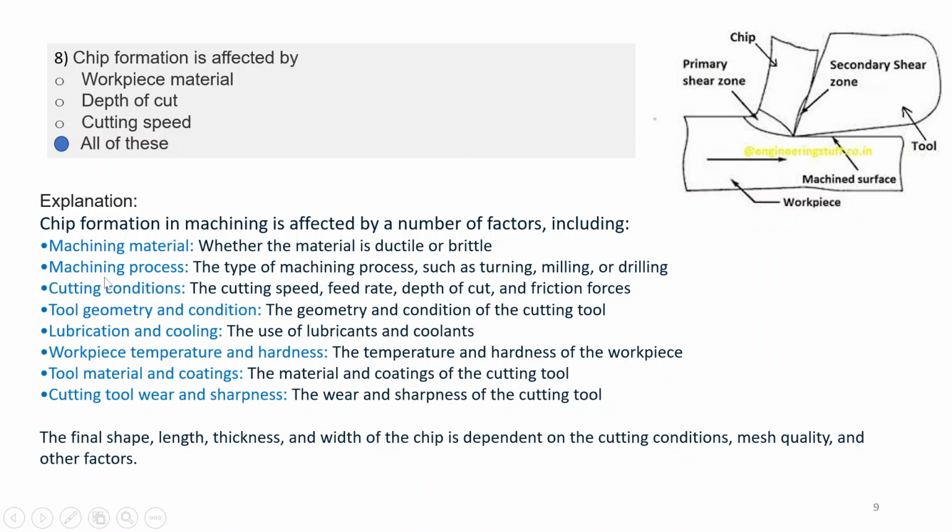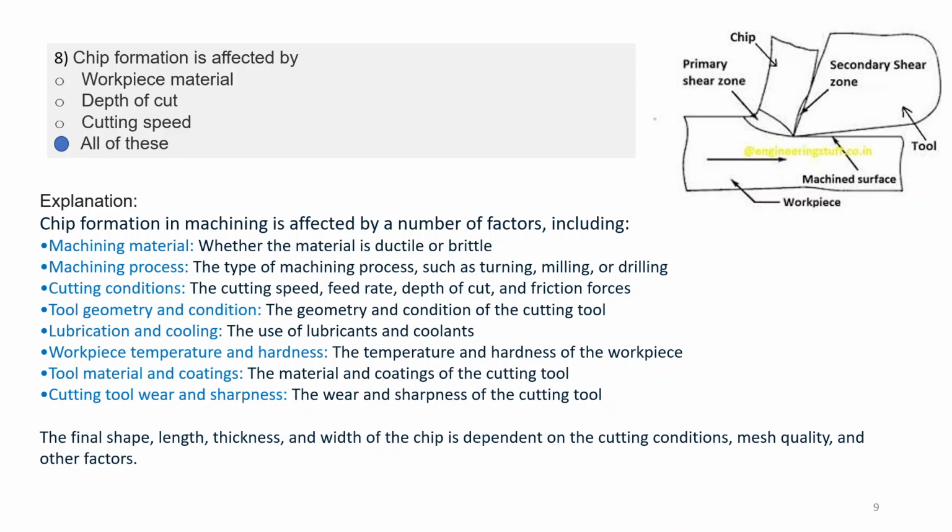Chip formation in machining is affected by a number of factors, including machining material. If you are using a material which is very brittle, then it might also reduce the life of the tool, and what type of chip will be formed will also be affected, whether the material is ductile or brittle. As we saw earlier, if your material is ductile, it is more likely to form continuous chips, depending on what feed rate and depth of cut you use. And if it's brittle, it's more likely to form discontinuous chips having a very rough surface finish.